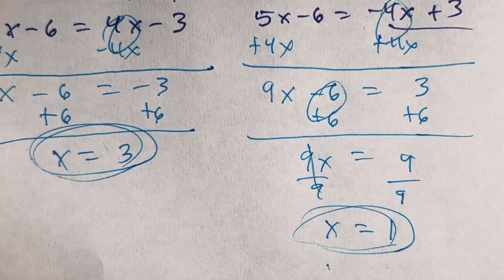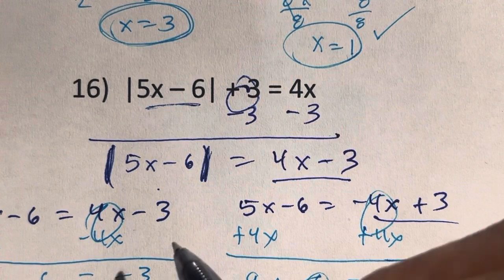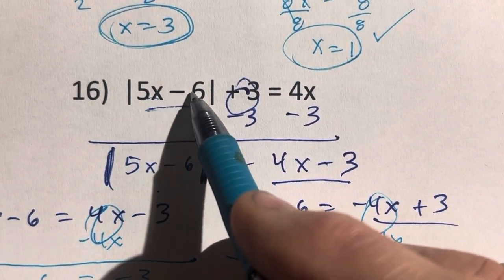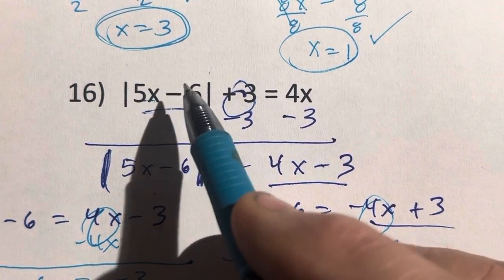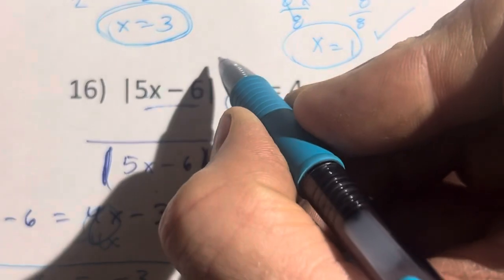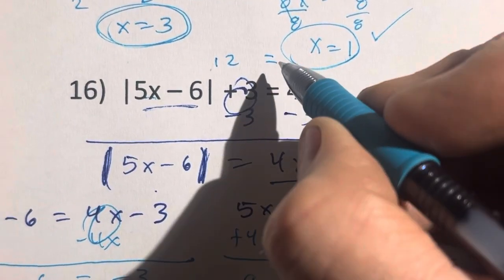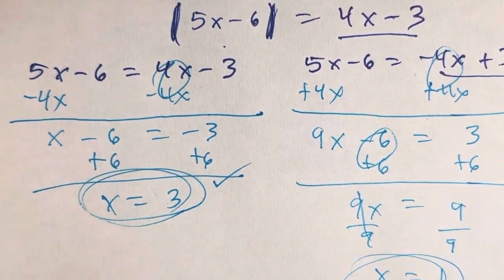3 and 1. All right, well, let's check them. So if I plug them in, if I do 3 first, 5 times 3 is 15. 15 minus 6 is 9. The absolute value of 9 is 9. And 9 plus 3 is 12. So on this side, I get 12. If I put 3 in here, 4 times 3 is 12. And so that works. This answer is right.